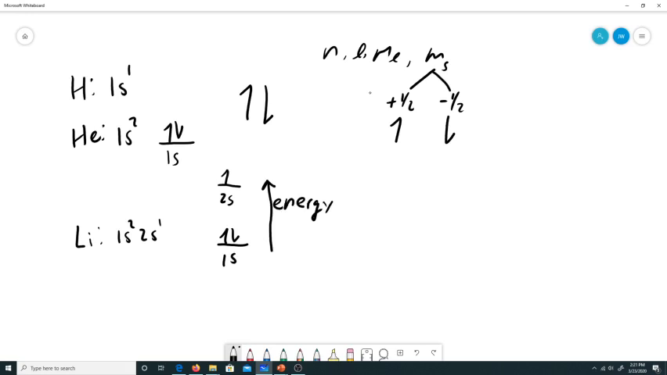A 2s orbital is more energetic than a 1s orbital. A 2s orbital is larger than a 1s orbital. That would be the electron configuration for lithium. This continues on across the table. Let's find my periodic table.